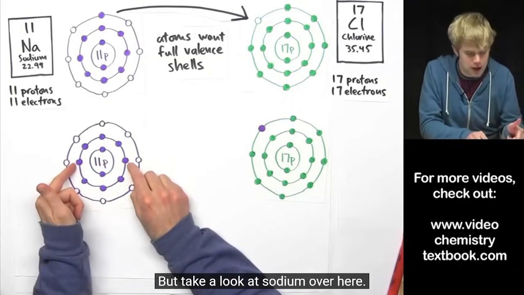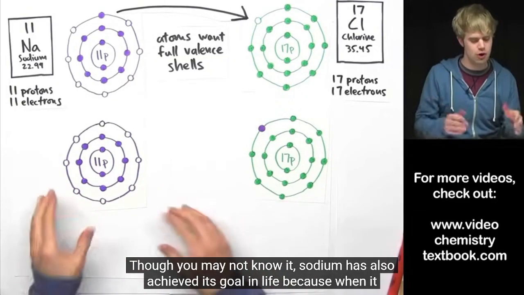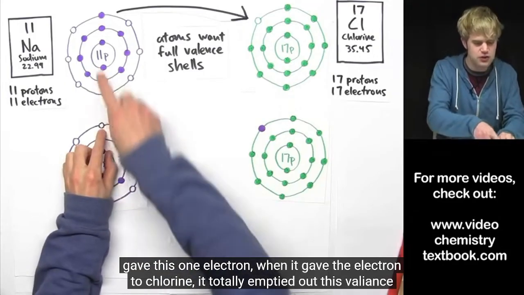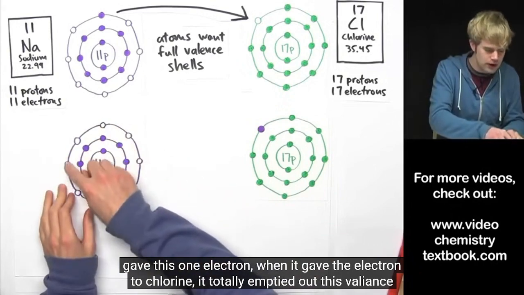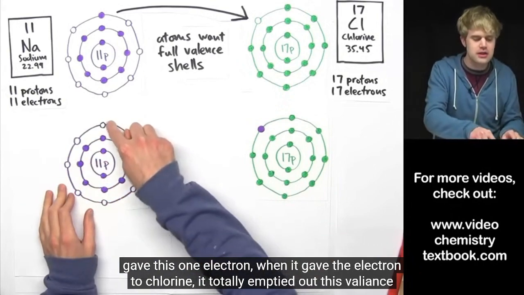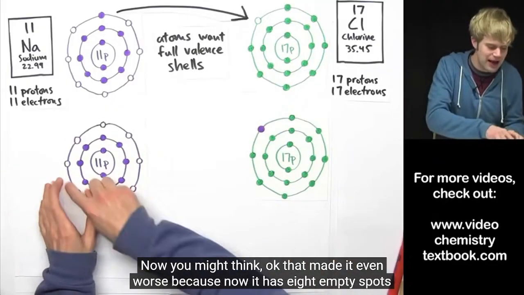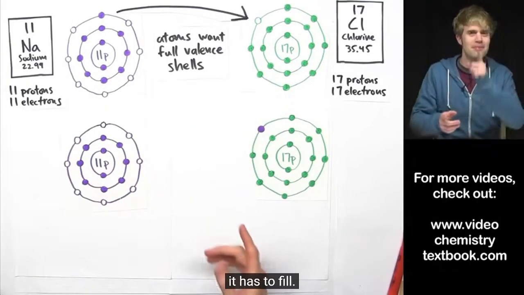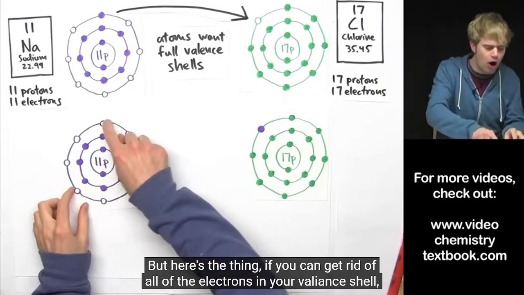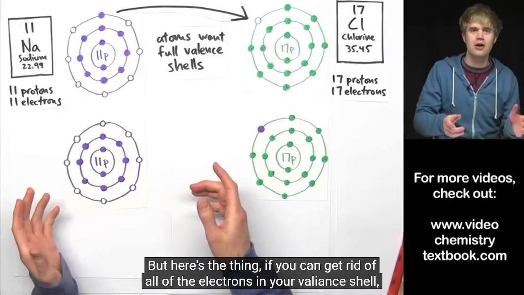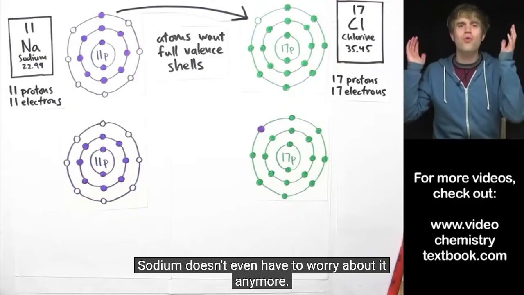But take a look at sodium over here. Though you may not know it, sodium has also achieved its goal in life. Because when it gave the electron to chlorine, it totally emptied out this valence shell. Now you might think that made it even worse because now it has 8 empty spots it has to fill. But here's the thing. If you can get rid of all of the electrons in your valence shell, it's like that valence shell just disappears. Sodium doesn't even have to worry about it anymore.